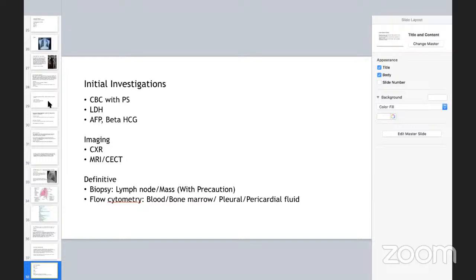I'm not sure, but you can do urinary catecholamines. So you have your homovanillic acid and your VMA. Yes, sir. Vanillylmandelic acid.